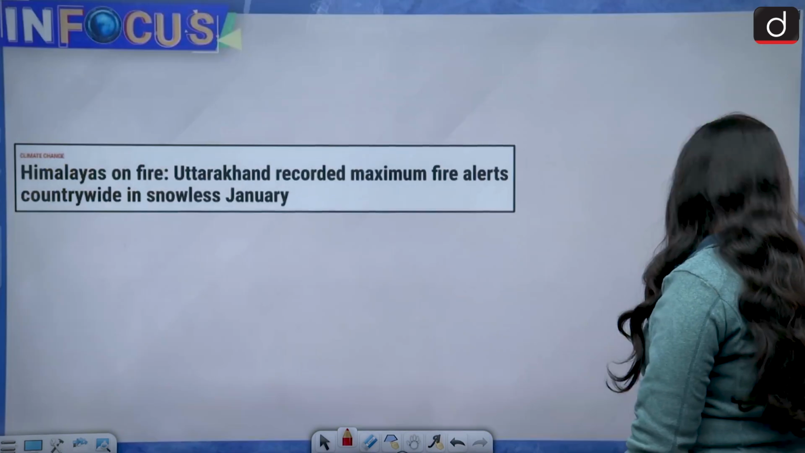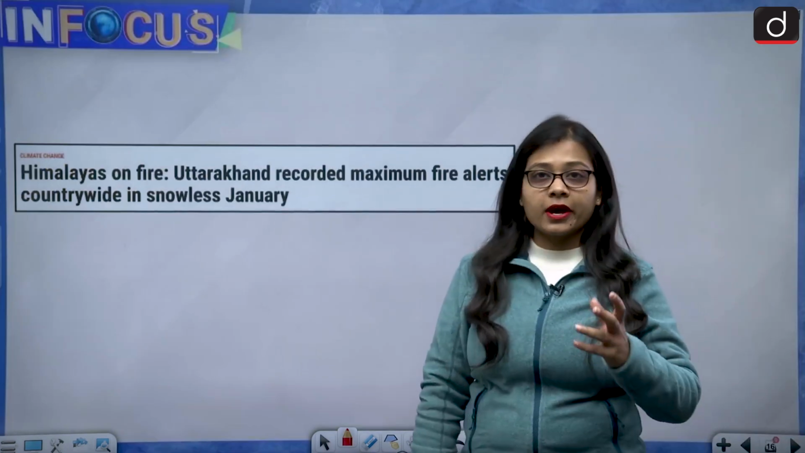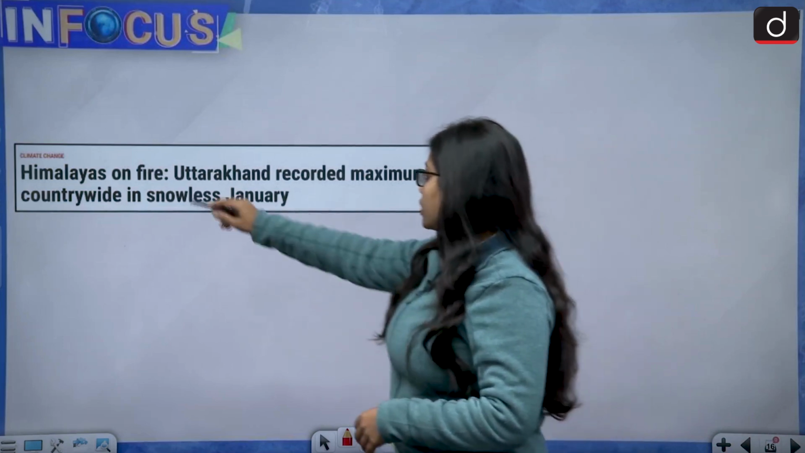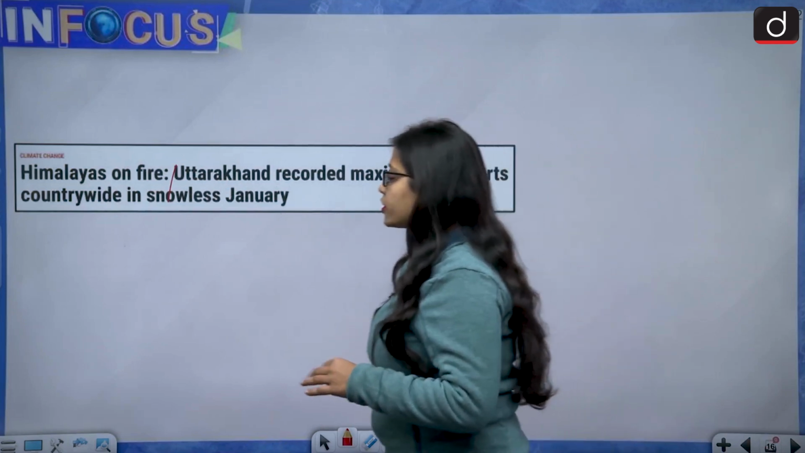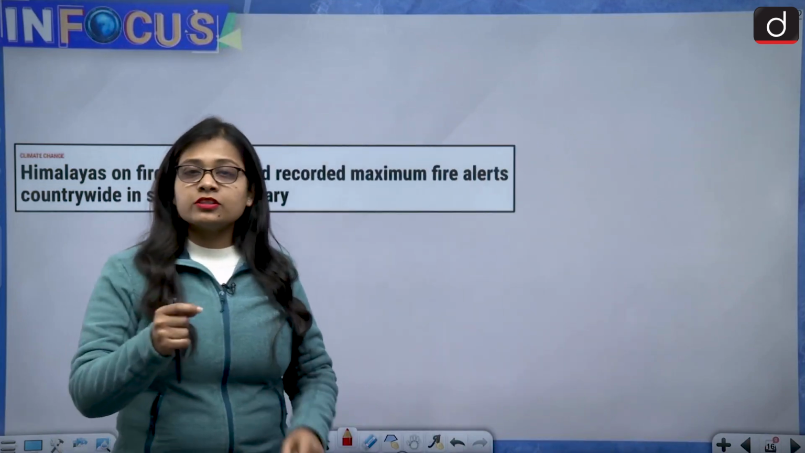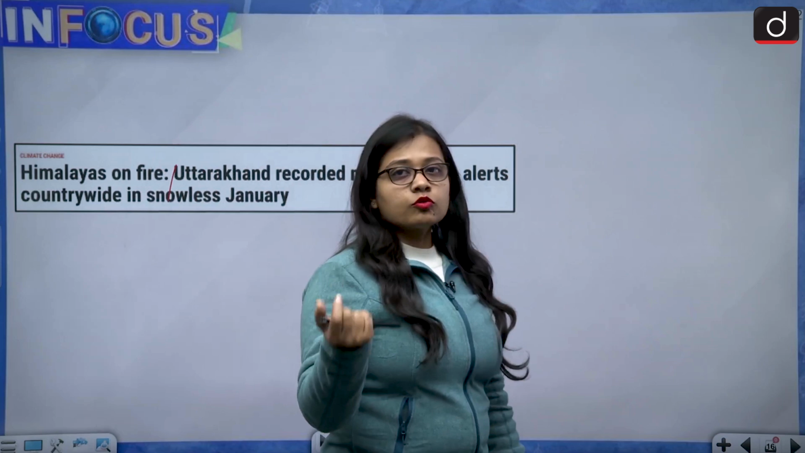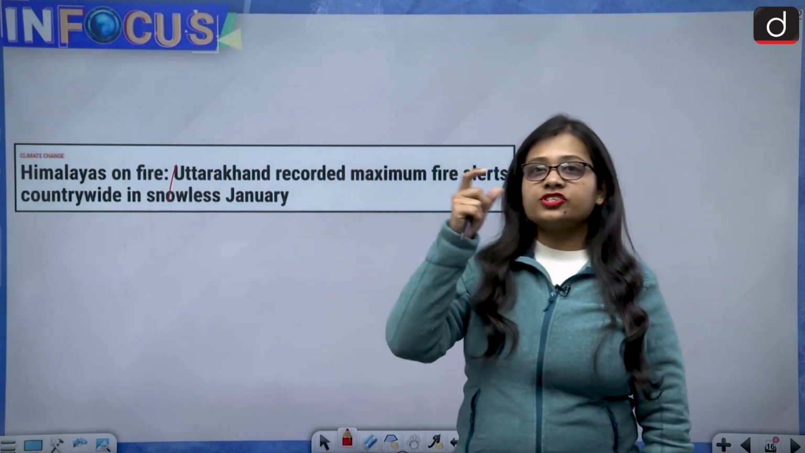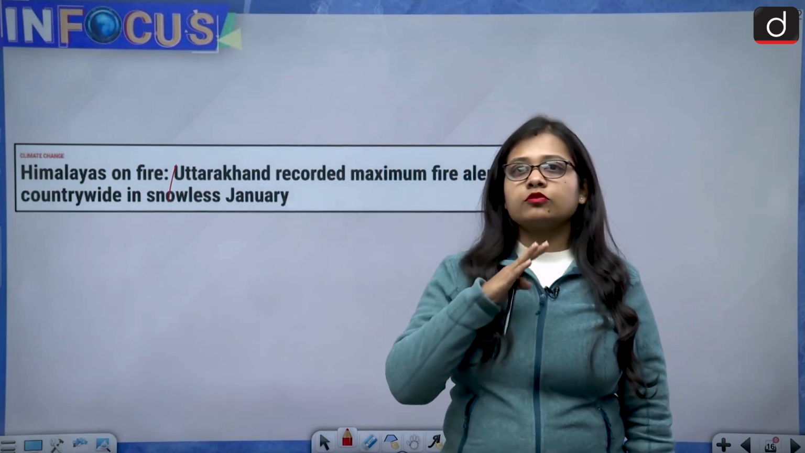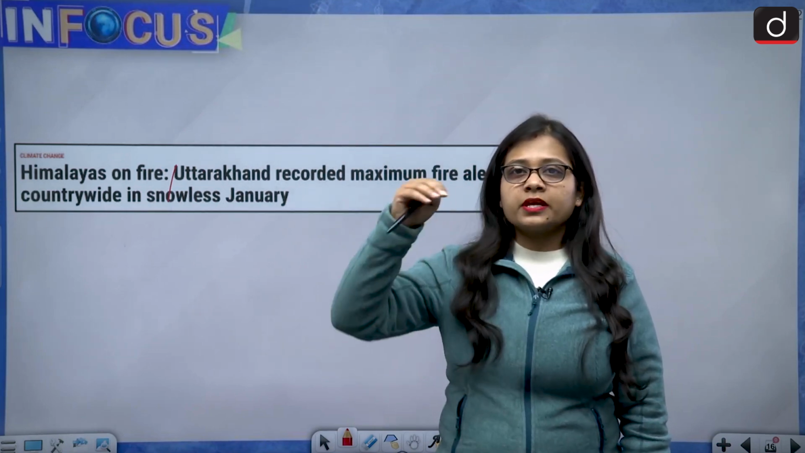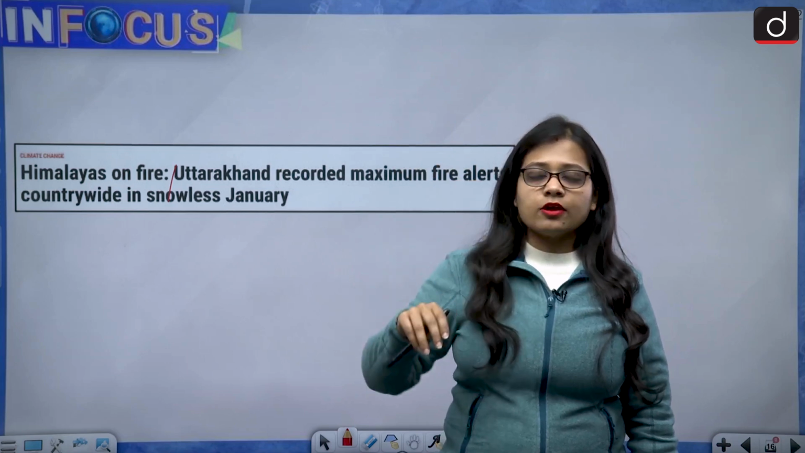So moving forward, the news talks about the Himalayas on fire. Uttarakhand recorded maximum fire alerts countrywide in snowless January. The months of December and January are known for winter, and January is known for its peak winter. This is the time when the cold wave is going on, and snowfall happens at places which are at a very high altitude.